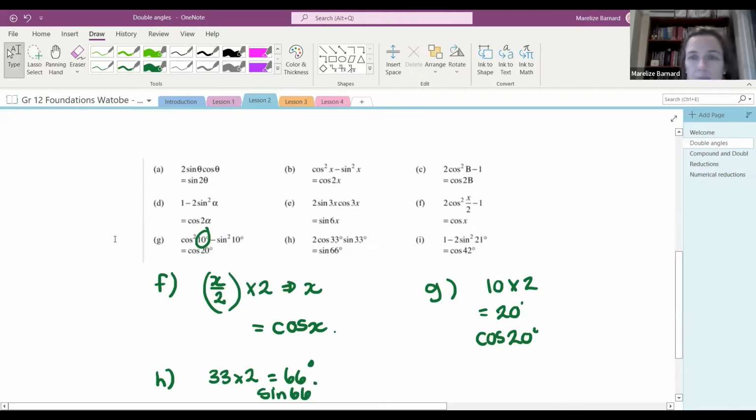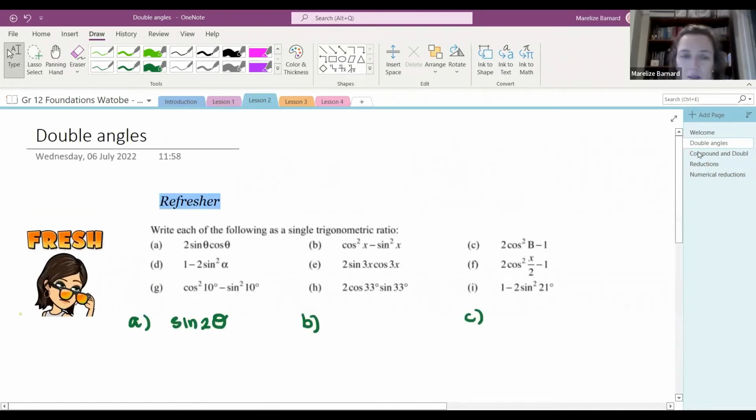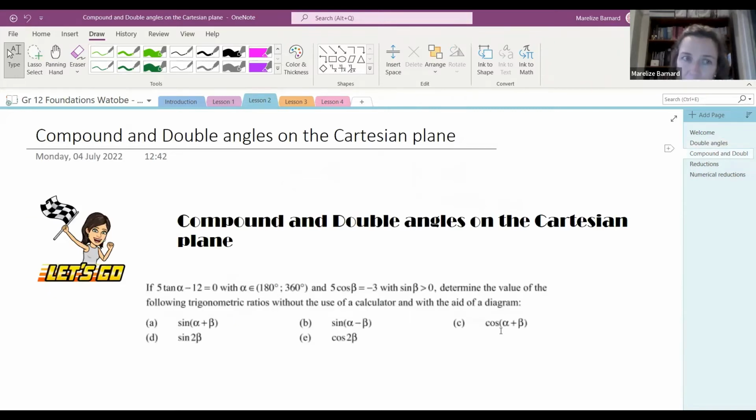Okay. Rightio, good stuff, everyone. I've explained G. Let me just go through all the chats again, and I've done F. Alrighty. Okay, so that's our double angle expansions.